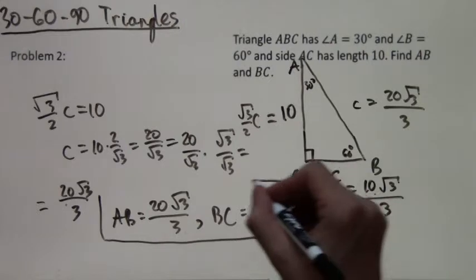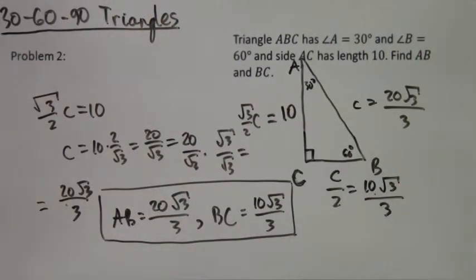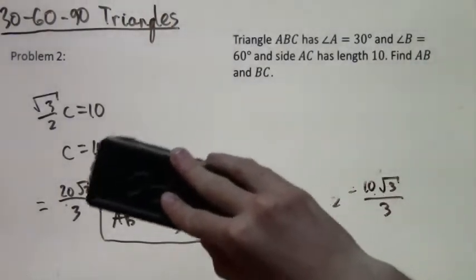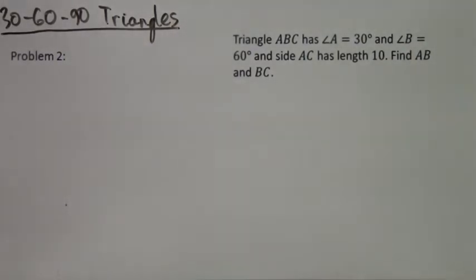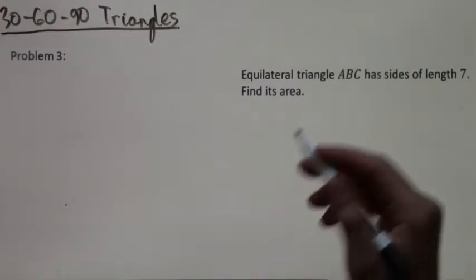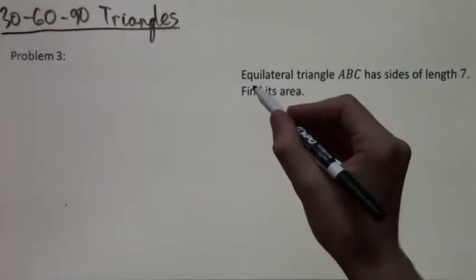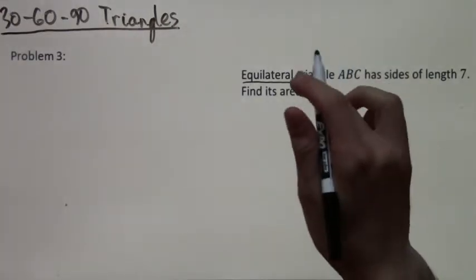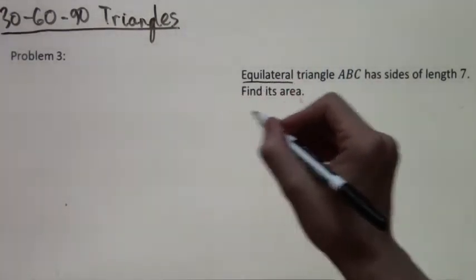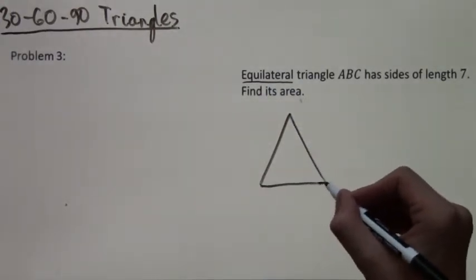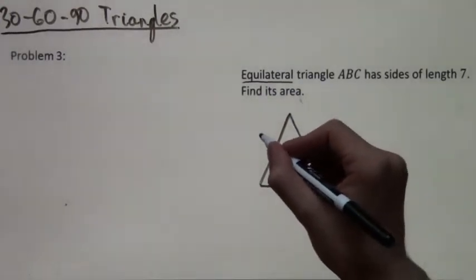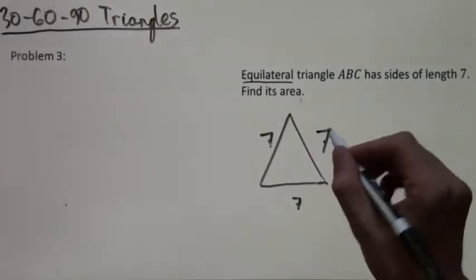All right, now let's just do one last example. This is a slightly different problem. Before we try to solve it, let's at least try to make a drawing. So we have an equilateral triangle. So just draw that first. It's got 3 equal sides, 3 equal angles. And those sides have length 7. And it asks us to find the area.